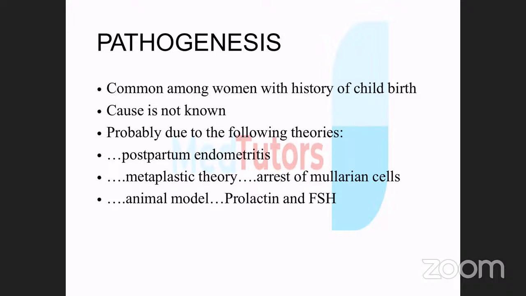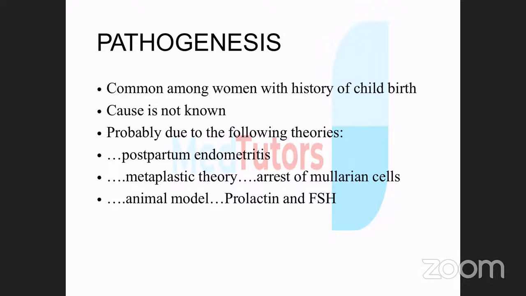metaplasia. The reason suggested is that after delivery, the whole uterus is soft, and the force of contraction and retraction during labor may cause the muscle layer to give in some places, and the endometrial tissue may seep in. And because even in the menses the viable endometrial cells are present, once the endometrial cells go into the muscle layer, they'll keep on proliferating.